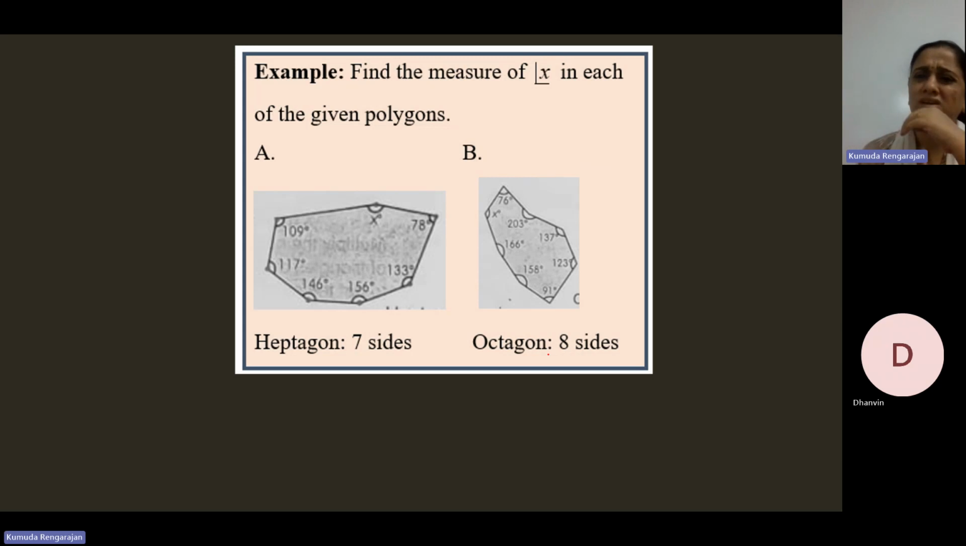Just continue. Write today's date and you can start with question number 1. Today's date is 22nd. Second row.